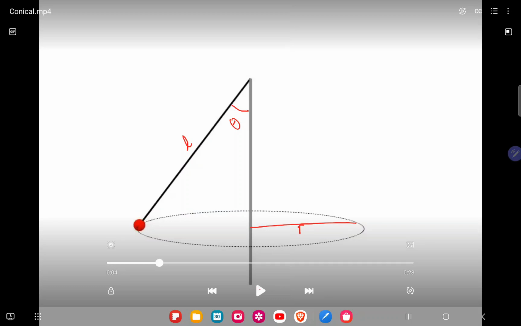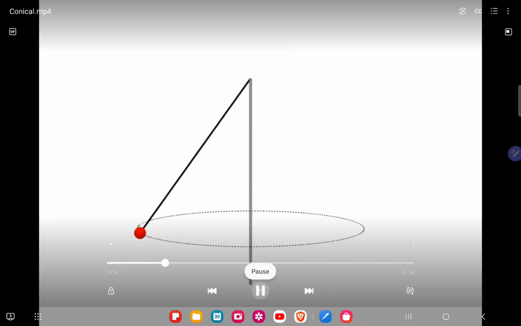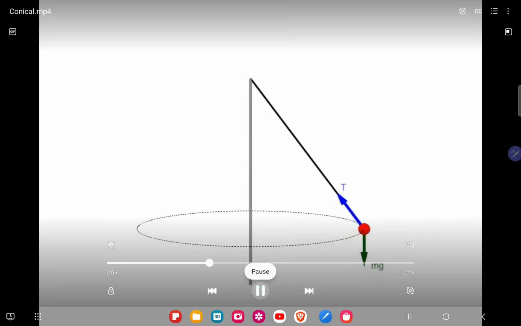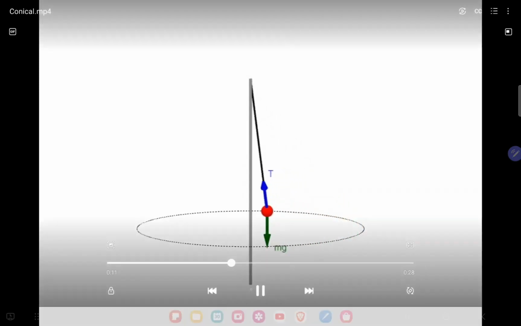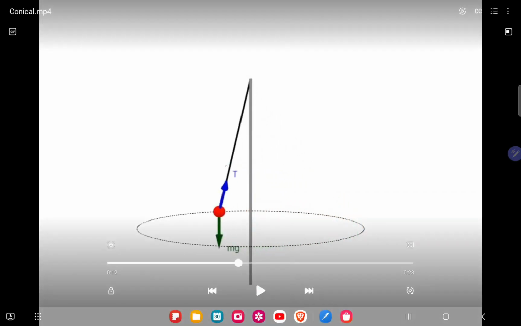So if we start, the object rotates in a horizontal circular path. As we can see here, we should have two types of forces: the tension, which is directed this way, and the weight, which is directed downward to the center of the earth.